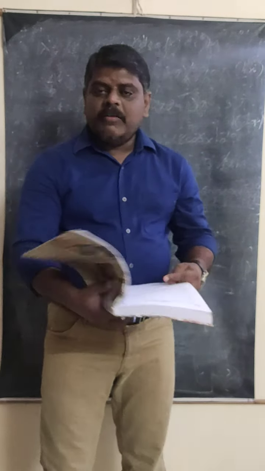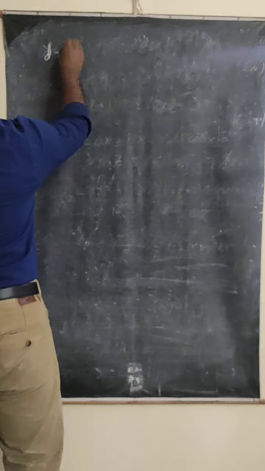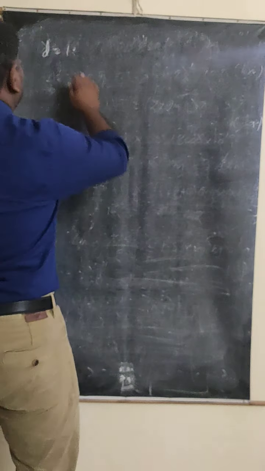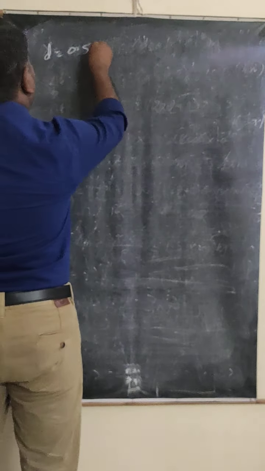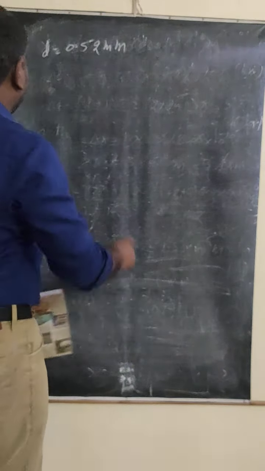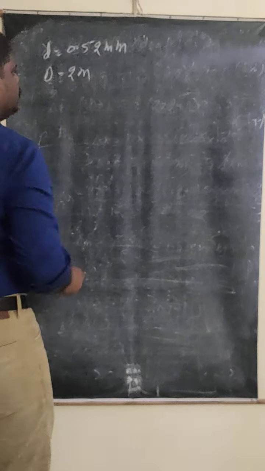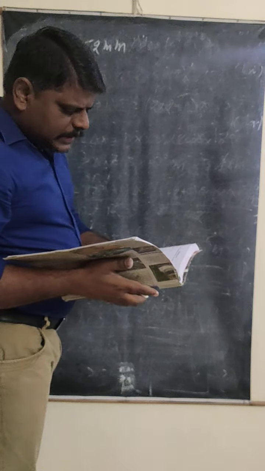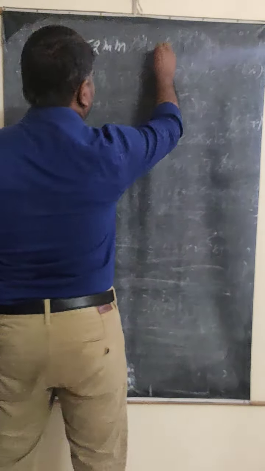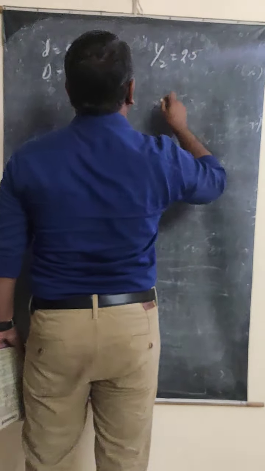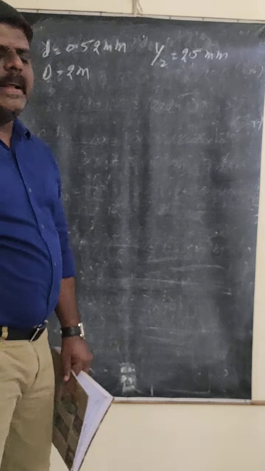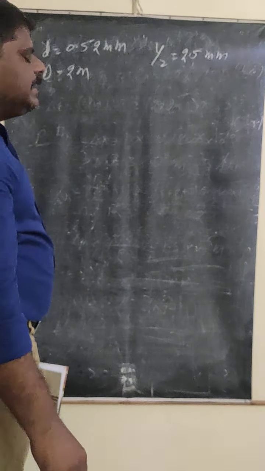The distance between the slits, small d, is given as 0.52 millimeters. Capital D, the distance of the screen, is given as 2 meters. And the distance of the second dark band, Y2, is given as 2.5 millimeters. Millimeters means you need to convert into meters: 2.5 into 10 to the power of minus 3. Here also, 0.52 into 10 to the power of minus 3 will take place.